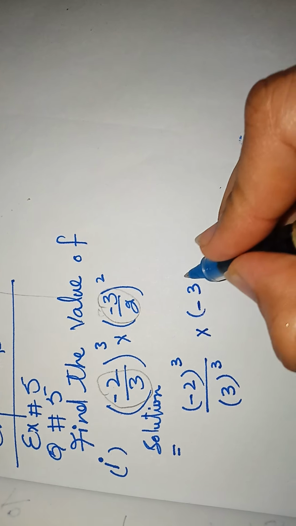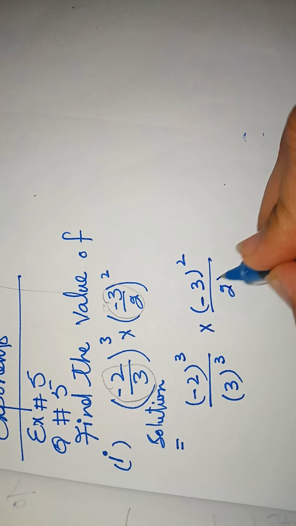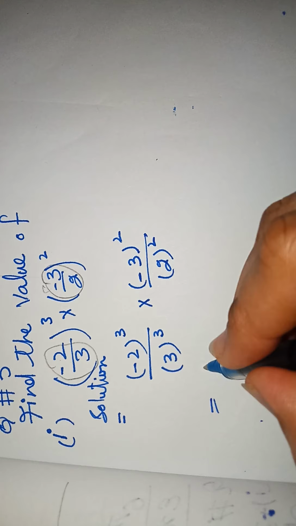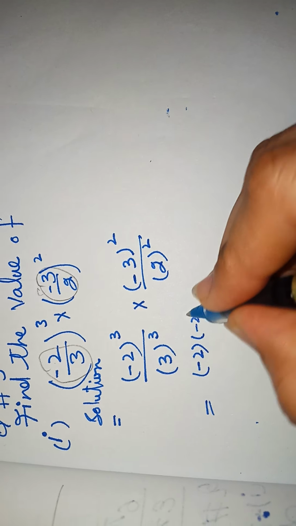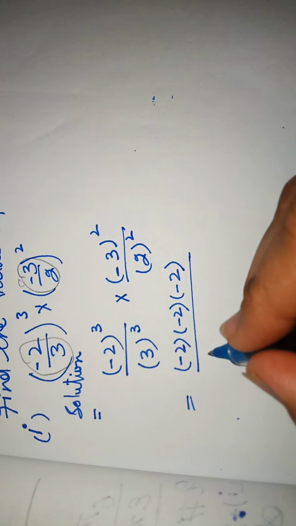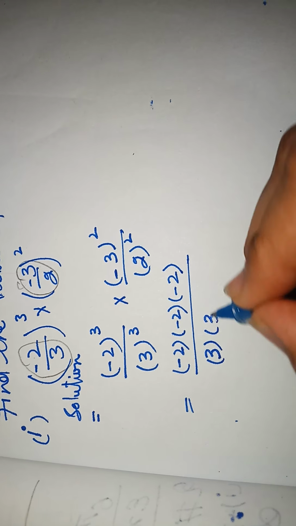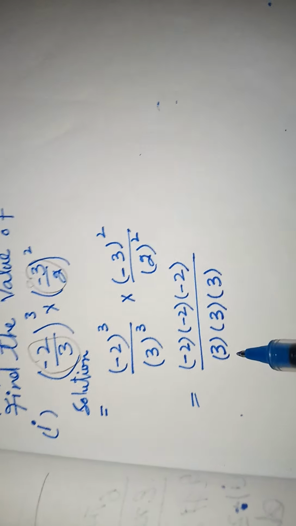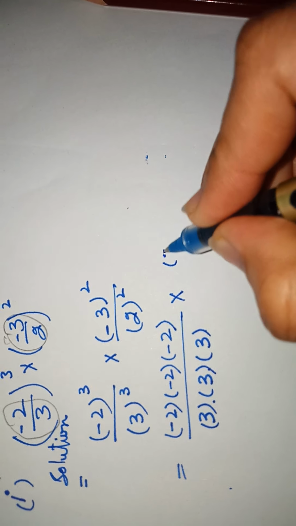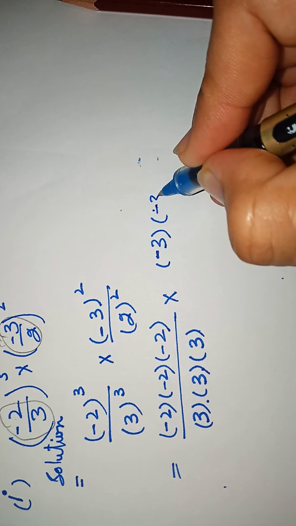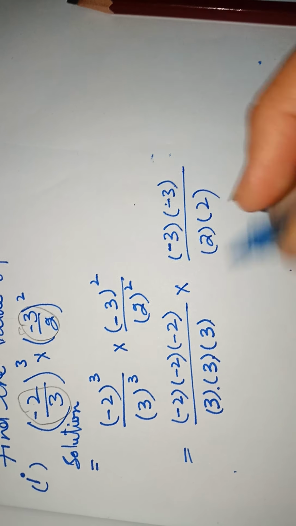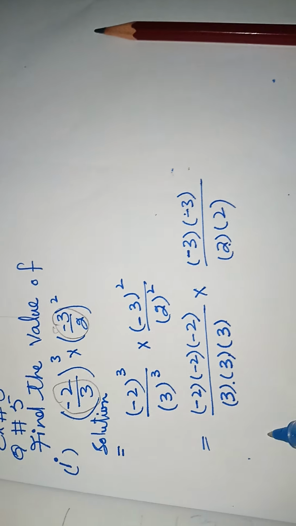So here minus 3 raised to power 2 and 2 raised to power 2. Minus 2 raised to power 3 means 1, 2, 3, and 3 raised to power 3 means 1, 2, and 3. 3 times multiply. Here minus 3, 1 and 2, and 2 is all again 2 times, so that is 2 multiplied by 2.